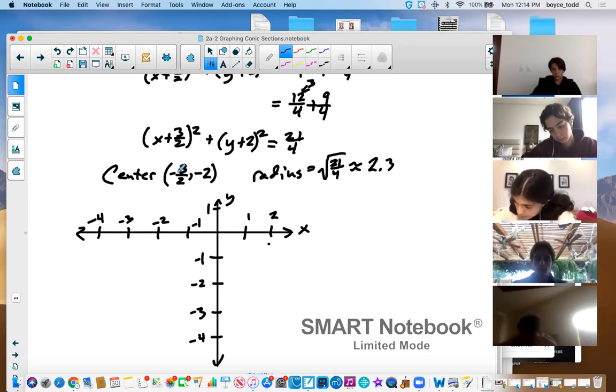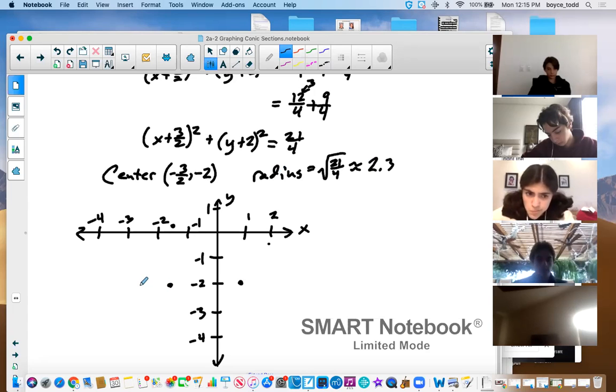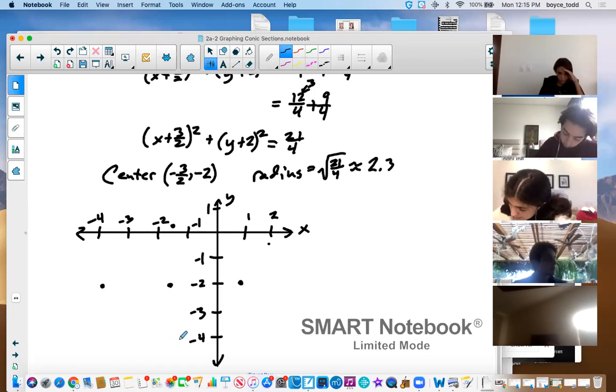But getting back to this, I'm going to put my center here at -3/2, -2. And then if I'm graphing this without a calculator, I'm thinking, okay, it's going to go up about 2.3, and over about 2.3. So we'll see when I make the circle if I did a good job. So this would be -1.5, 3.5, about -3.8, right? And then down here would be down 2 and -2.3. So it'd be about here.